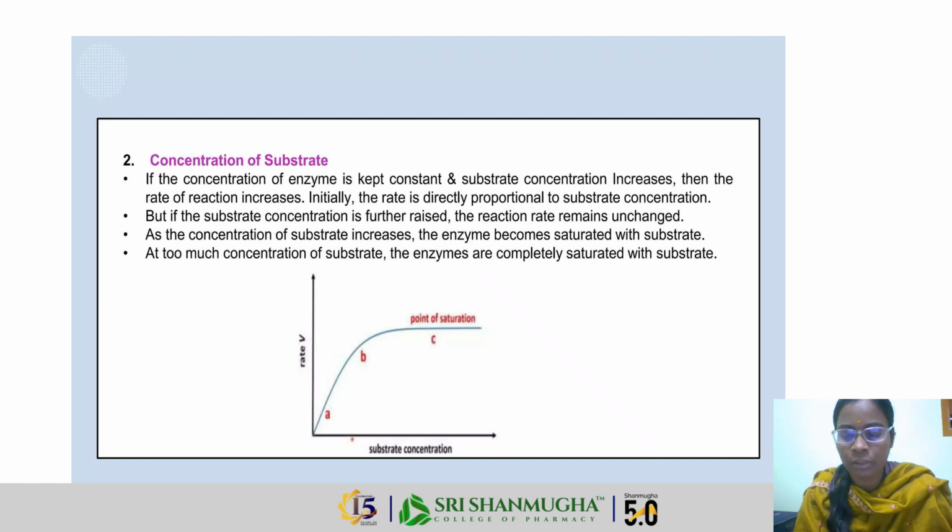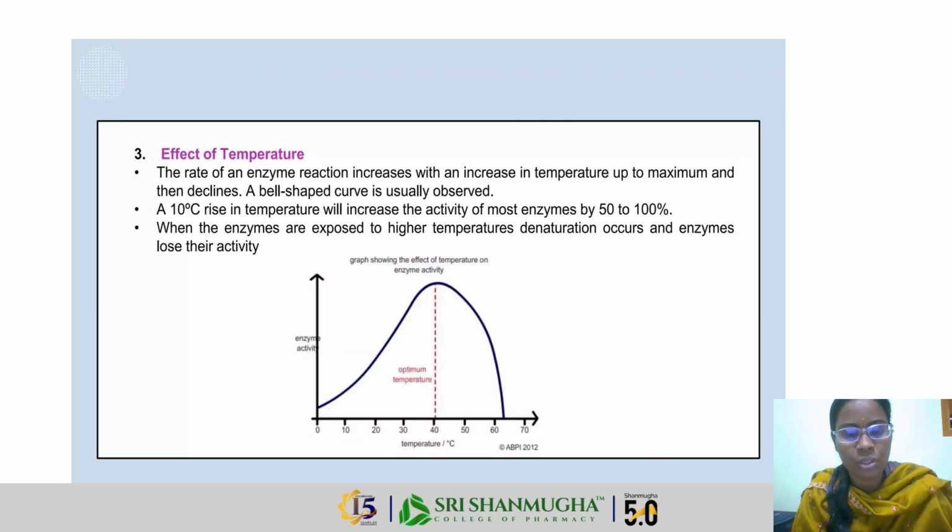Then the effect of temperature. The rate of enzyme reaction increases with increasing temperature up to a maximum and then declines, and a bell-shaped curve is usually observed. A rise of about 10 degrees Celsius in temperature increases the activity of most enzymes by 50 to 100 percent. When enzymes are exposed to higher temperatures, denaturation occurs and enzymes lose their activity. This graph shows the effect of temperature on enzyme activity.